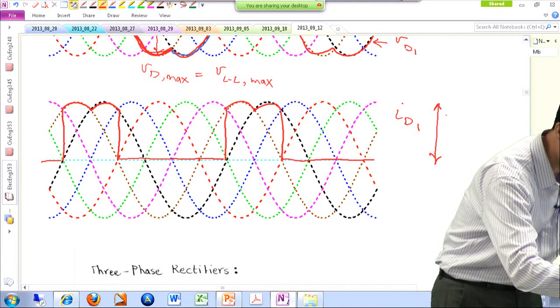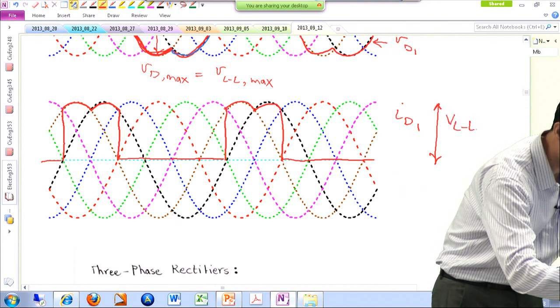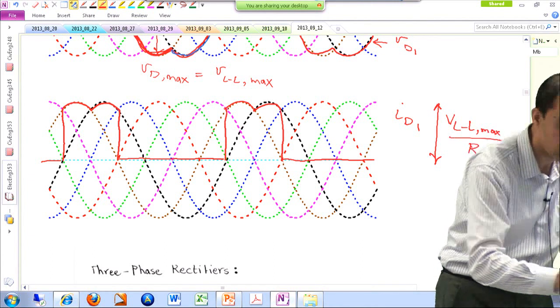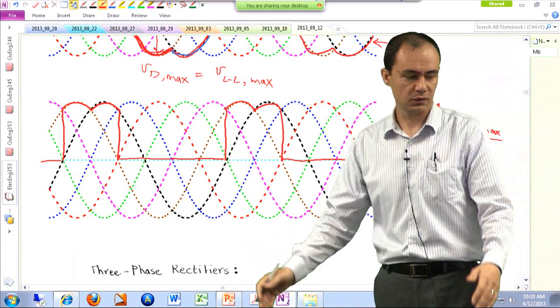This would be V line to line, maximum value over the load resistance that we have. So this is the waveform of the diode.